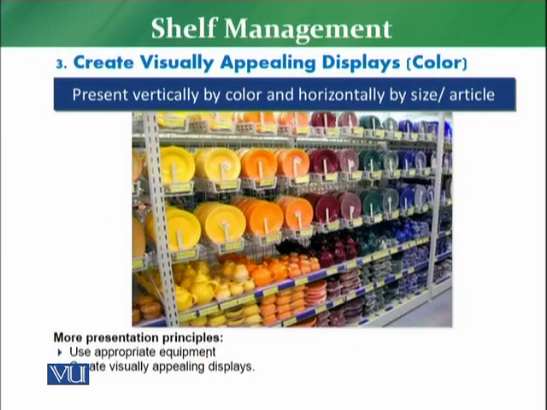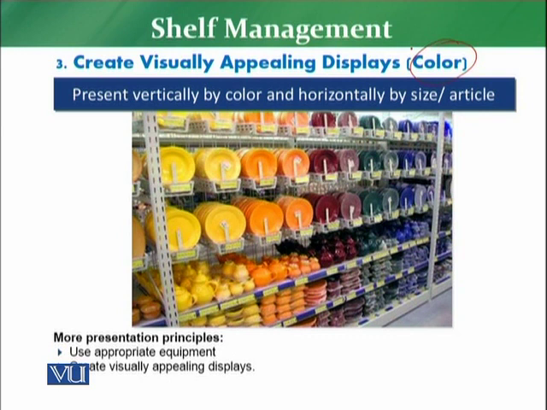Second, once you talk about creating visually appealing displays, it is about color: you need to present vertically by color and horizontally by size or by article. So it is a very clear guideline on how you have to present. If it is the vertical presentation, it is about the color, which means from top to bottom it has to be the same color. And horizontally, you have to present by size or by article.